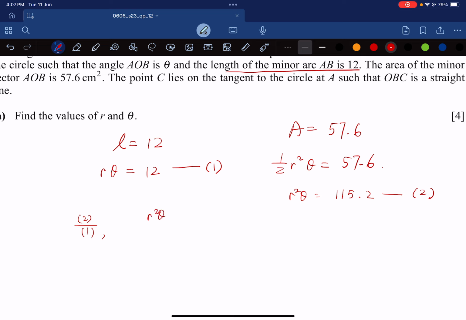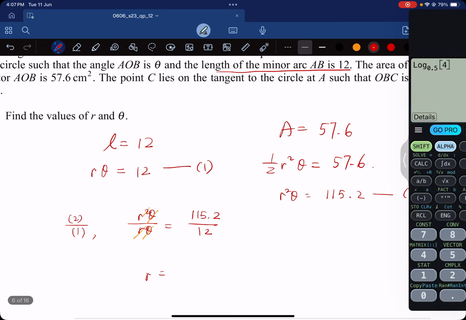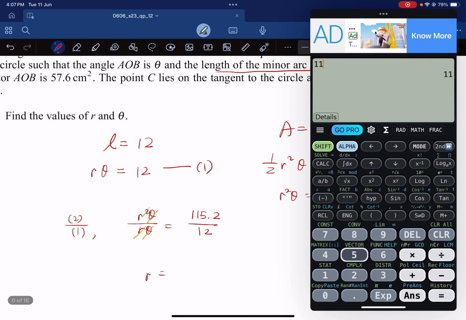So r squared theta divided by r theta equals 115.2 divided by 12. Theta cancels, r cancels. r equals 115.2 divided by 12. Not times 12, divided by 12. So it's 9.6. Beautiful number.